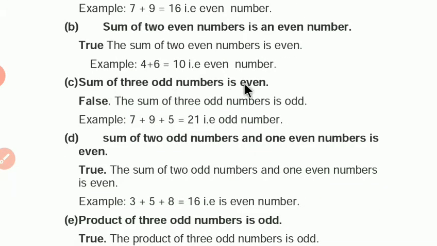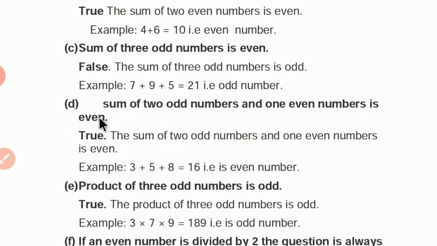Then third, the sum of three odd numbers is even. Now we have to take three odd numbers and add them. We can take any examples, any odd or even numbers, for verifying this. So let us take 7, 9 and 5. Now add this one. You get the answer 21. And 21 is an odd number. So it is false, because the sum of three odd numbers is an odd number only.